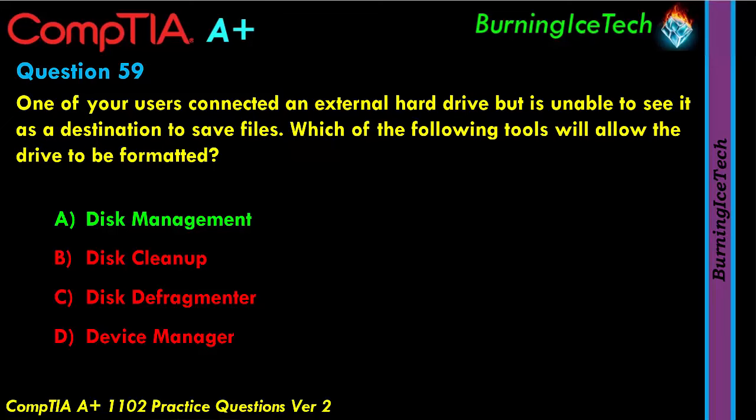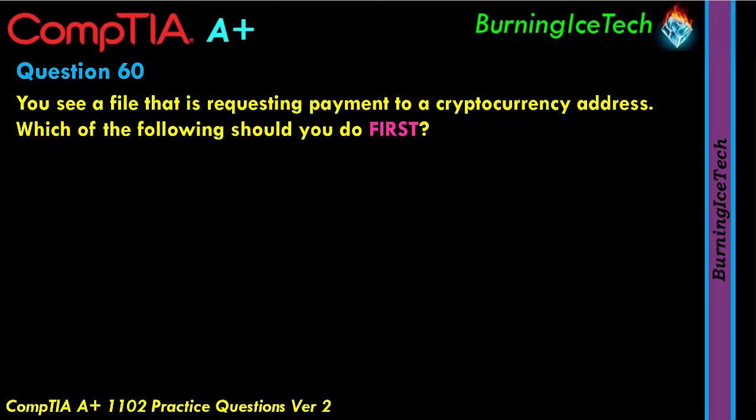Alright folks, and then moving on to question 60, the last one. Once we cover this, please do not disappear. I just want to mention a couple of things at the end of the video. So question 60: you see a file that is requesting payment to a cryptocurrency address. Which of the following should you do first?